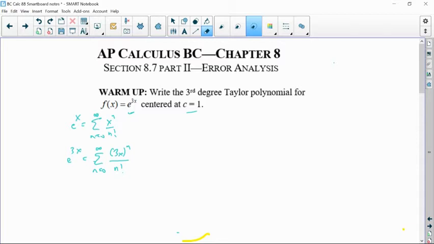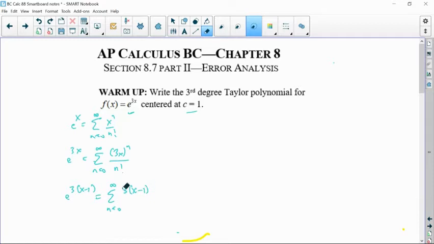In order for this to be centered at 1, I have to make sure that our radius is centered at 1, or x minus 1 would be the center of this function. So I need to change this side to an x minus 1, which means I can change this side to an x minus 1. So that gets us a little bit closer.